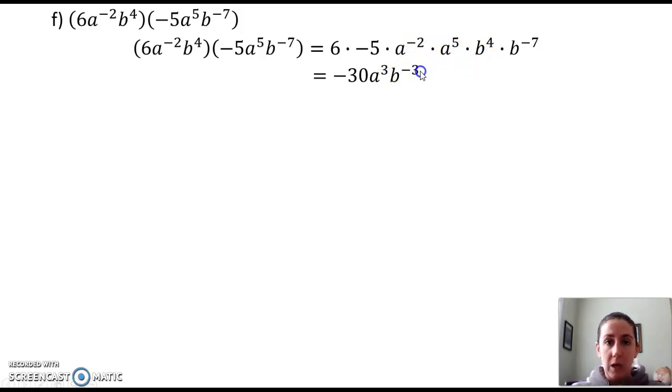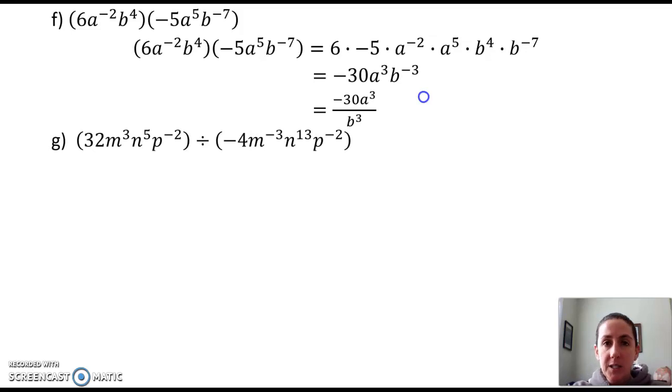But remember, we don't want negative exponents. So anything that has a negative exponent will need to move to the other side of the fraction. Well, this negative 30 doesn't have an exponent written, which means it's automatically a 1, which is not negative, so the negative 30 stays up top. The a will stay up top. Just this b will move to the bottom to become positive. So we get a final answer of negative 30 a to the third all over b to the third.